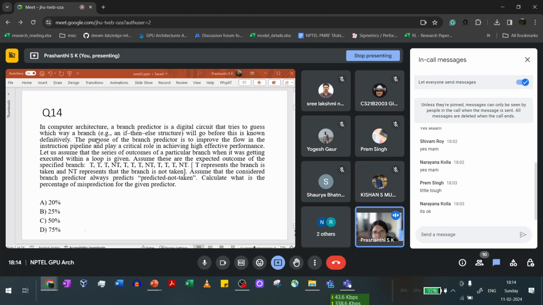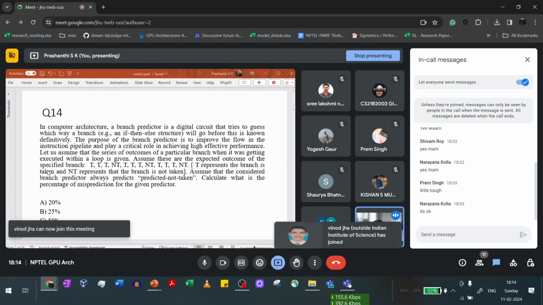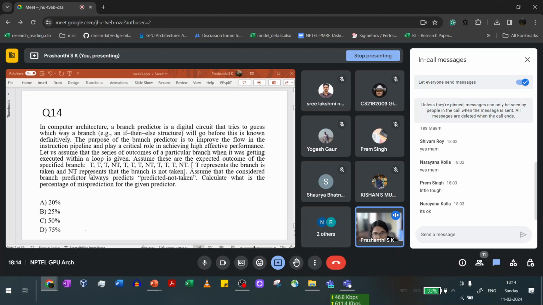You know what a branch predictor is, so I'll skip all of this. Let us assume that the series of outcomes of a particular branch when it was getting executed within a loop is given. Assume that these are the expected outcomes of the specific branch: T T T N T T T T N T T T T N T. T represents taken, NT represents not taken.